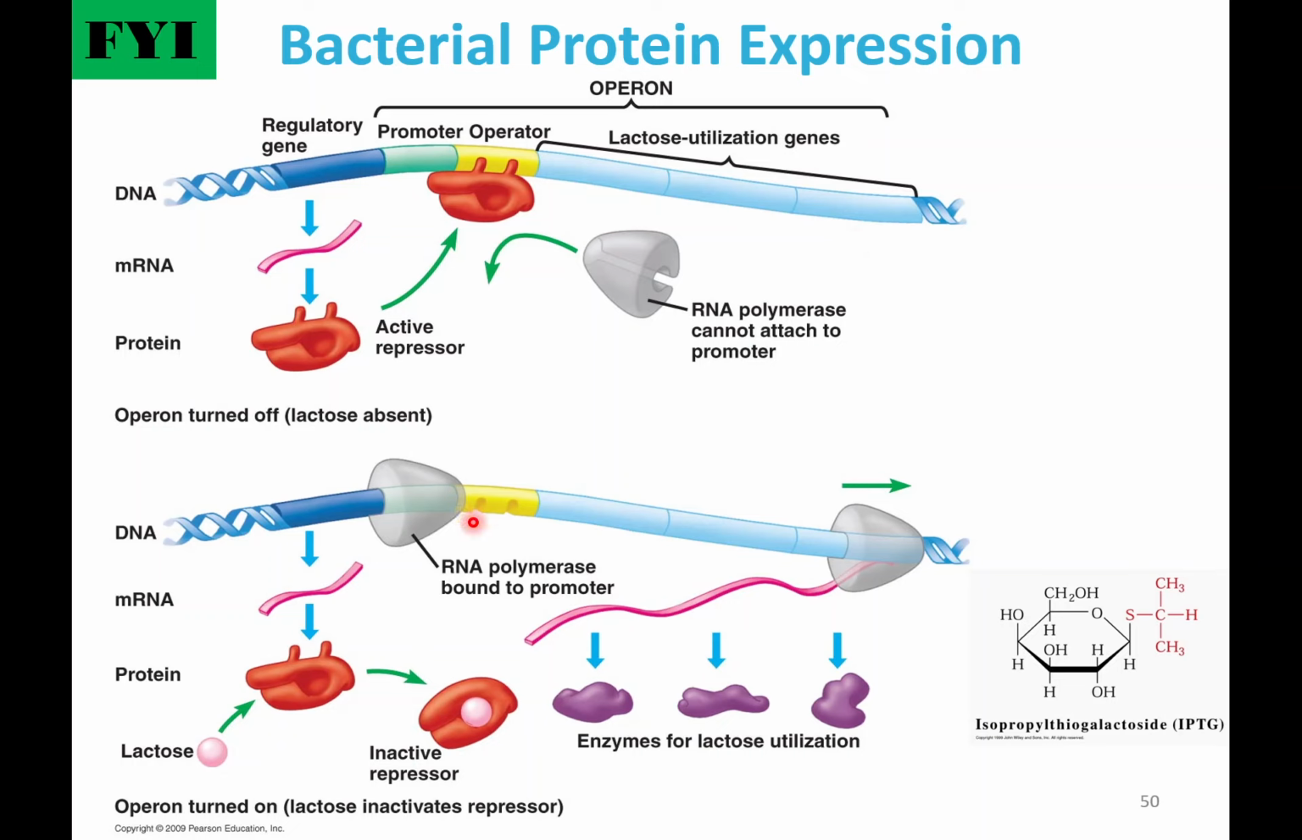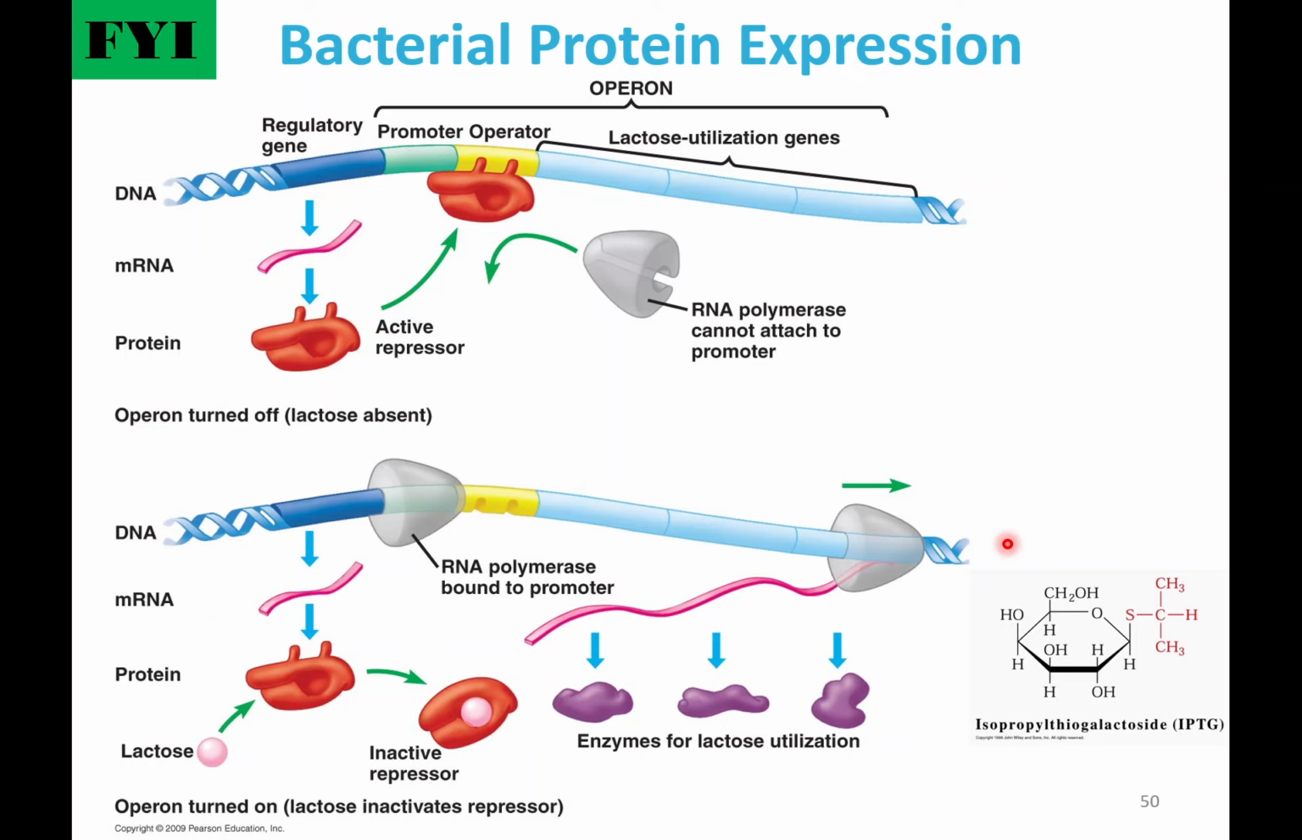Okay. In the presence of lactose, though, lactose will bind to the repressor, and when it does that, it removes it. Then that opens up the promoter site for your RNA polymerase to bind, and then you can get the expression of the genes that utilize lactose.